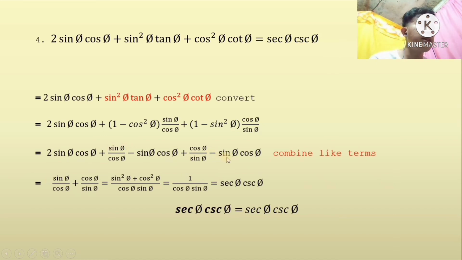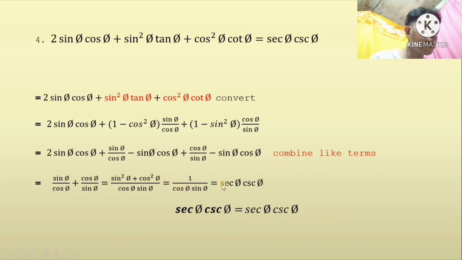Combine negative sine phi times cosine phi to negative sine phi times cosine phi, and cancel out 2 sine phi times cosine phi. So the remaining expression will be sine phi over cosine phi plus cosine phi over sine phi. So let's add. Our equation will be sine squared phi plus cosine squared phi over cosine phi times sine phi.